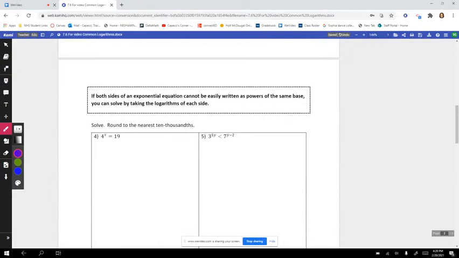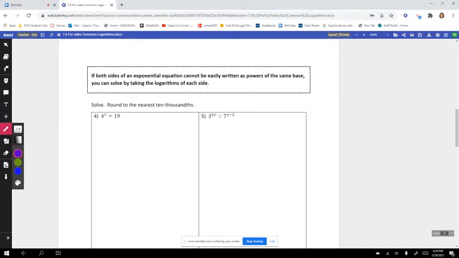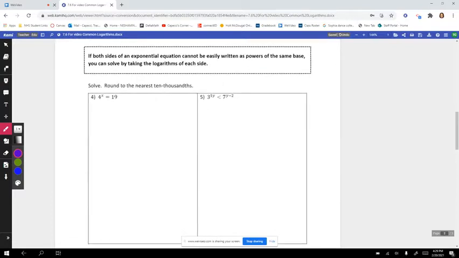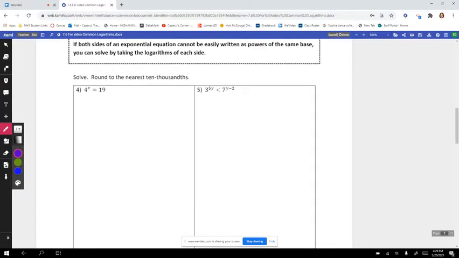Okay, moving on. It says we have both sides of an exponential equation. If it can't be easily written as powers to the same base, you can use logs to help solve them. Okay, so in number 4, for instance, I can't do anything. I can't get 4 and 19 to work within the same base, so I can use logs to help me.